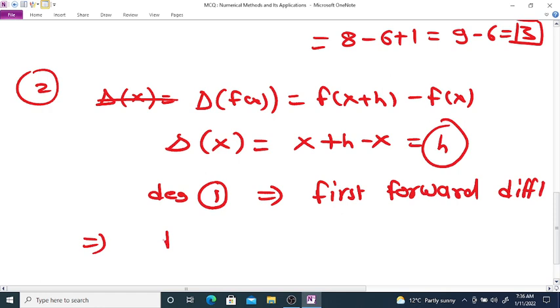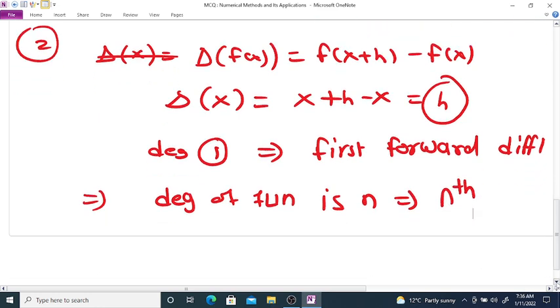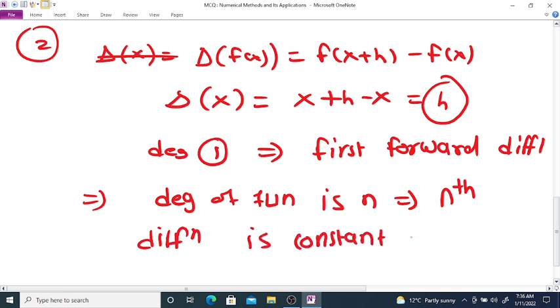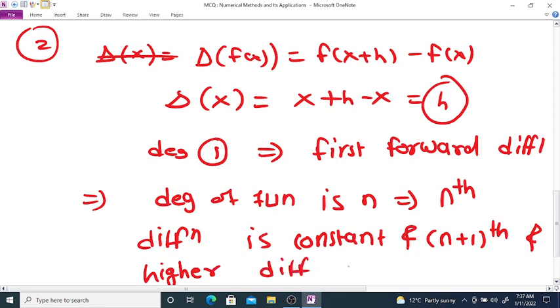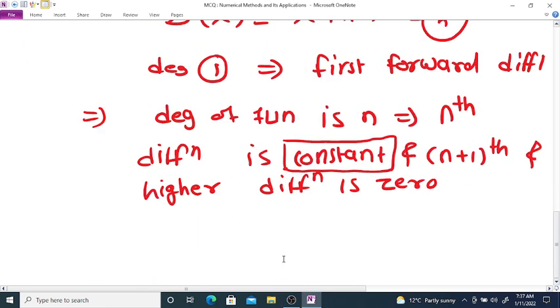Similarly, if the degree of the given function is n, then its nth difference is constant, and the n plus 1th and higher differences are zero. So here, if the degree of the given function is n, then its nth difference is equal to what? Constant.